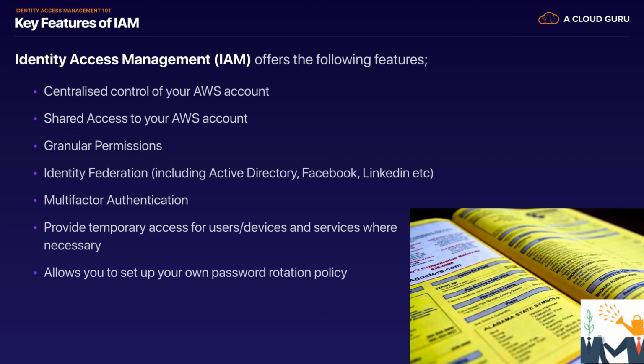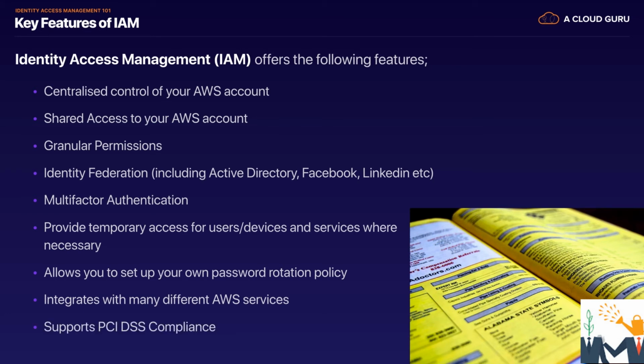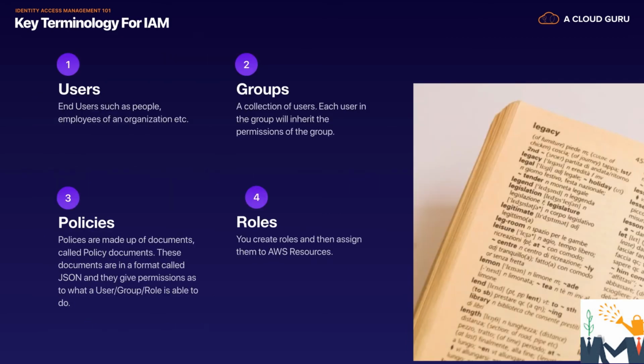It also allows you to set up your own password rotation policy. So you may want your users to rotate their passwords every 3 months or every 3 weeks, entirely up to you. And it integrates with many different AWS services, and it supports PCI DSS compliance. PCI DSS is basically a compliance framework that if you're taking credit card details, you need to be compliant with. So IAM supports PCI DSS.